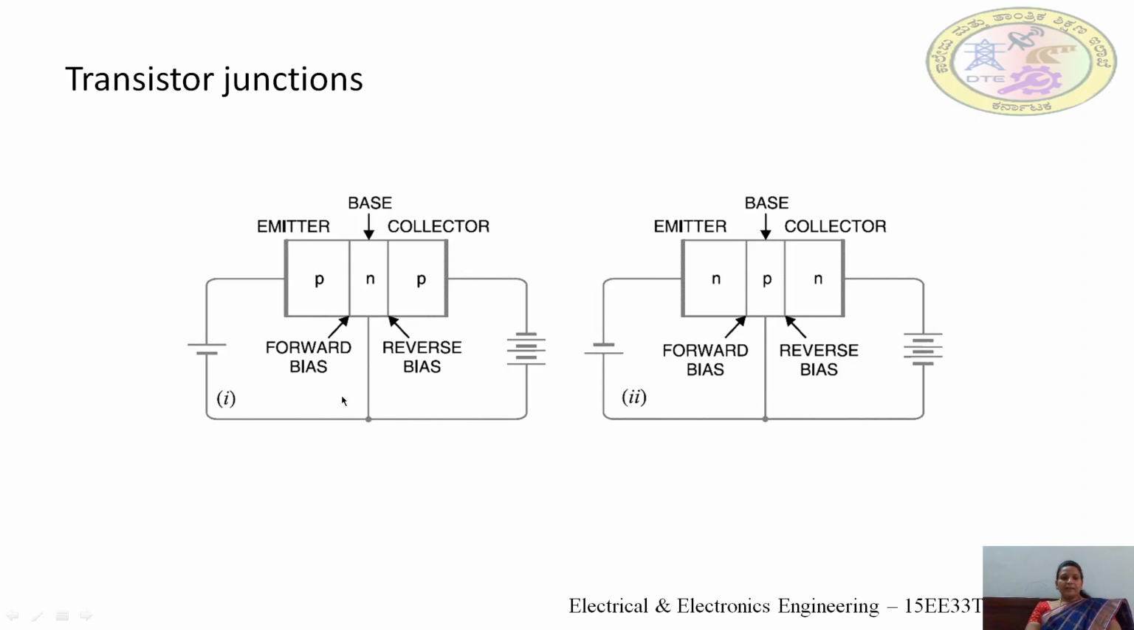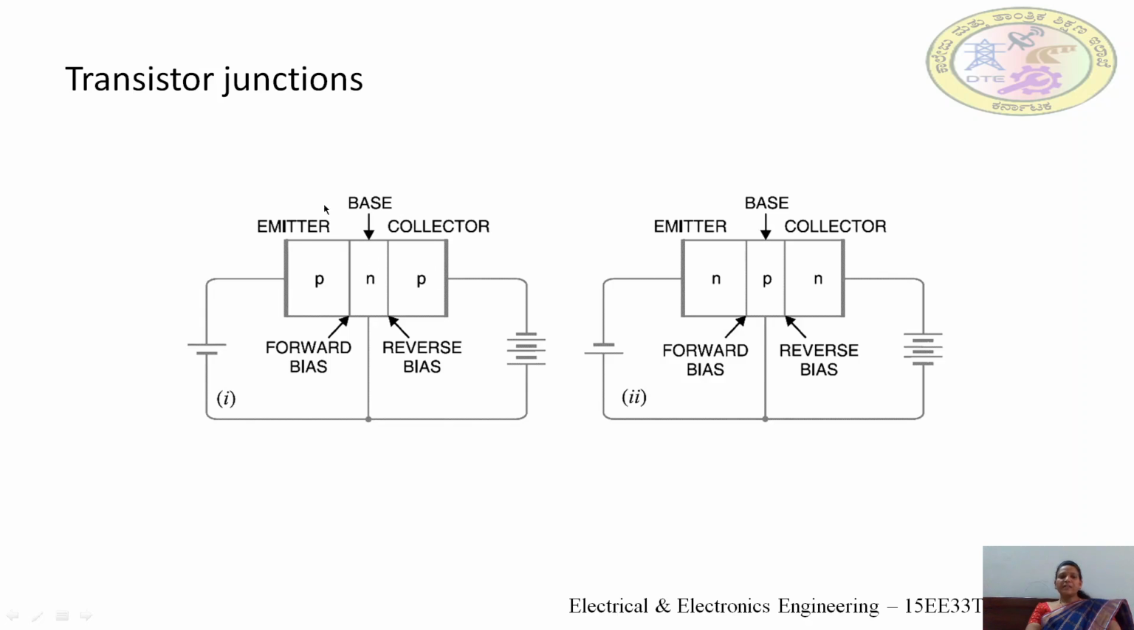So here, let's have a brief discussion on the two junctions formed by connecting P and N material. In both cases, in PNP as well as NPN transistors, two junctions are formed, that is the emitter base junction and the collector base junction. For the normal working conditions of a transistor, the emitter base junction must be forward biased, whereas the collector base junction must be reverse biased.